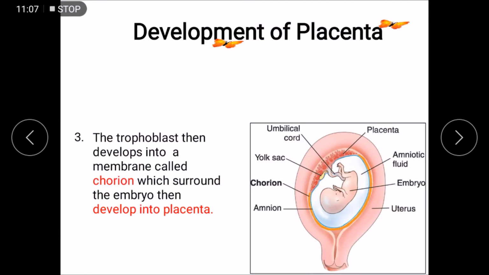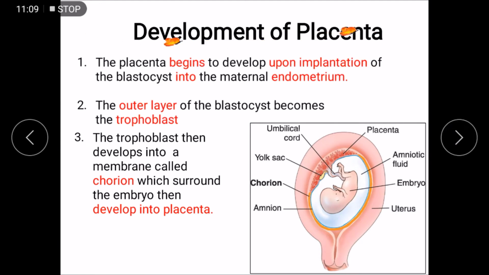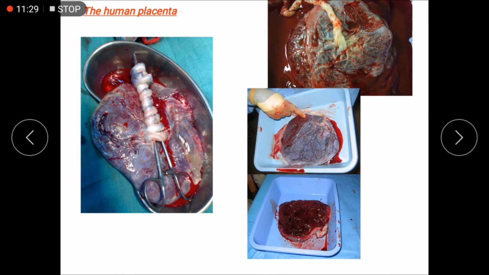The outer layer of the trophoblast will become the placenta. It develops into chorion. The chorion will surround the embryo, and then it develops into placenta. So the trophoblast, at the end of the day, will become the placenta, and the placenta looks like this. The whitish one is the amnion sac. The one with a lot of blood is the placenta tissue.